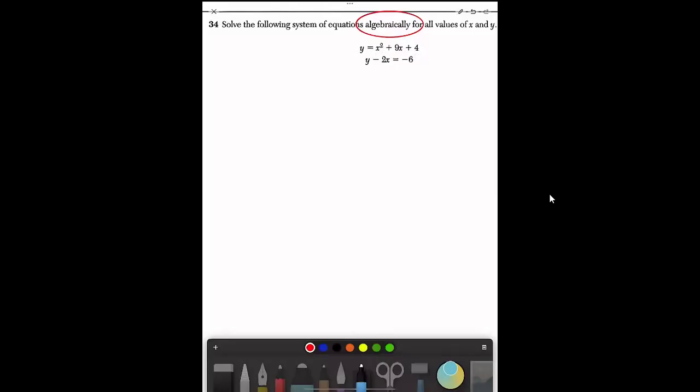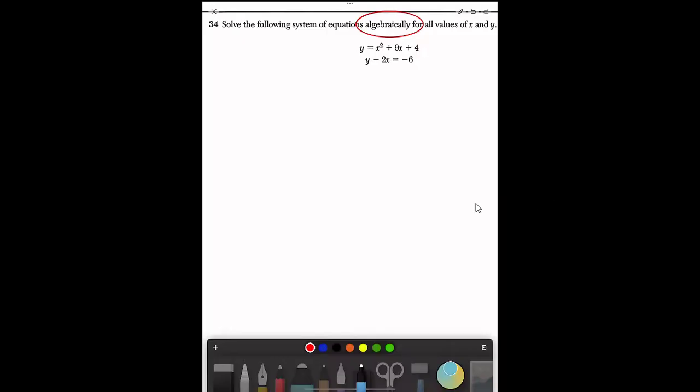Hey guys, Mr. H, this is question 34 from the June 2025 Algebra 1 Regents. They've given us a system of equations and they want us to solve it algebraically. They want the values for x and y. The first equation is a quadratic. The second one is linear.